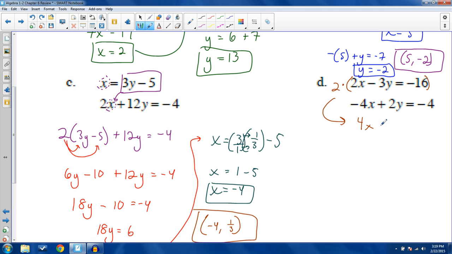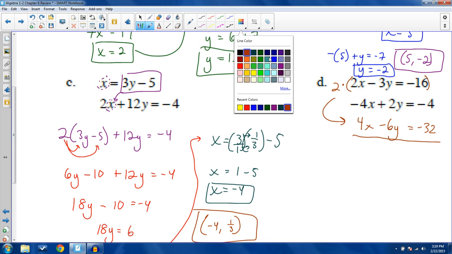2 times negative 3y is negative 6y. 2 times negative 16 is negative 32. Here's one way I could solve this problem. After this one, I am going to erase it and do another way. So I'm going to keep doing different ways for you.